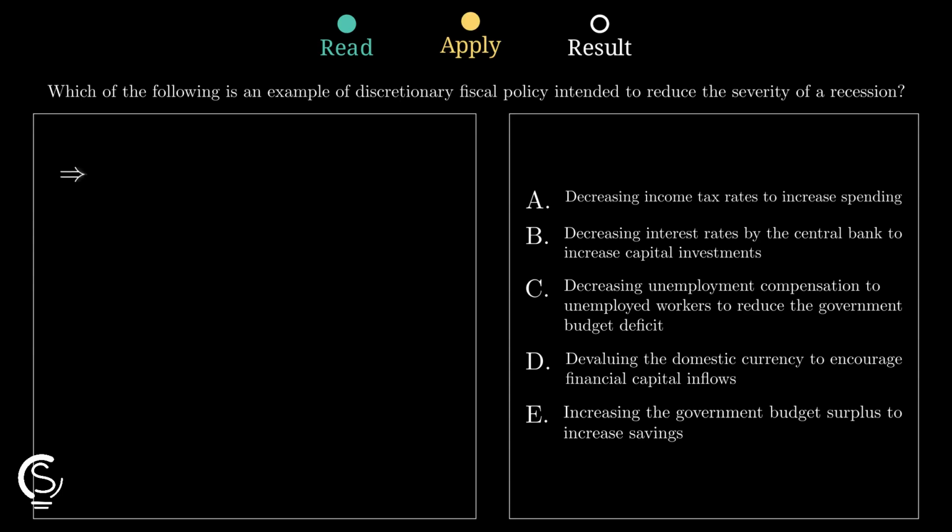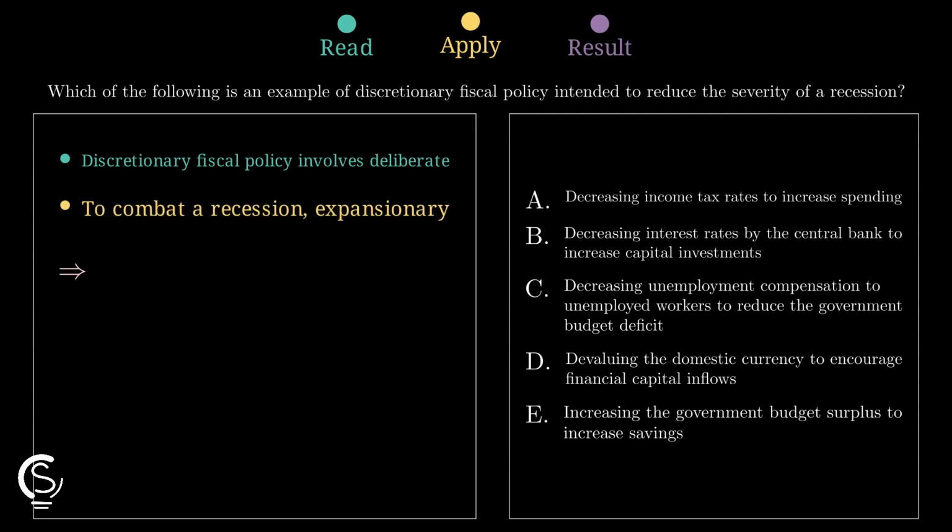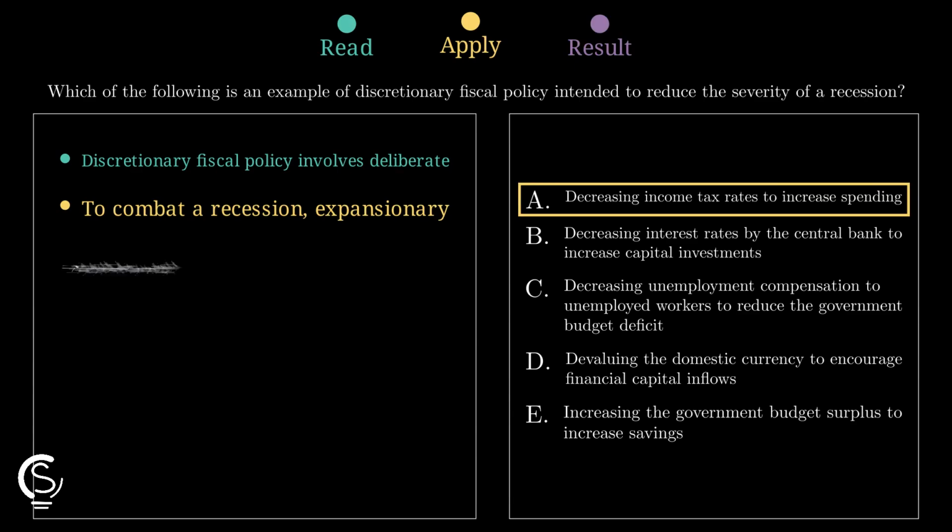To reduce a recession, policymakers use expansionary fiscal policy, which raises aggregate demand through lower taxes or higher government spending, because households and firms then have more money to spend. That makes decreasing income tax rates the match, since lower taxes increase disposable income and spending. So option A is the discretionary fiscal policy choice.